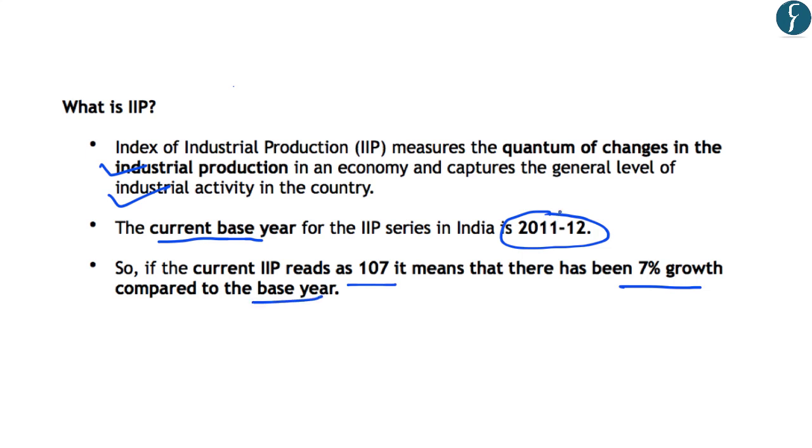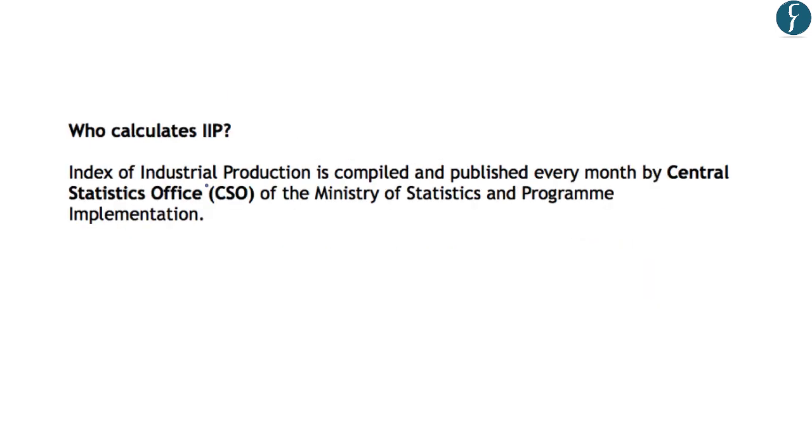That is, the IIP for the base year 2011-12 is considered as 100. And if the IIP reading is 107, it means there has been a growth of 7% as compared to the base IIP. Further, the Index of Industrial Production is compiled and published by the Central Statistics Office or the CSO of the Ministry of Statistics and Programme Implementation. So this is an important fact from prelims point of view.